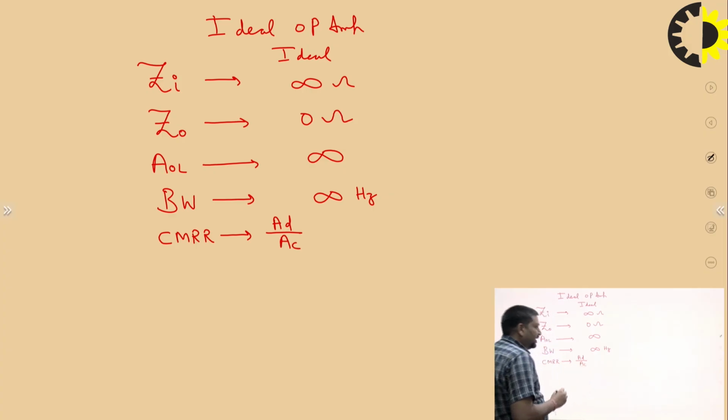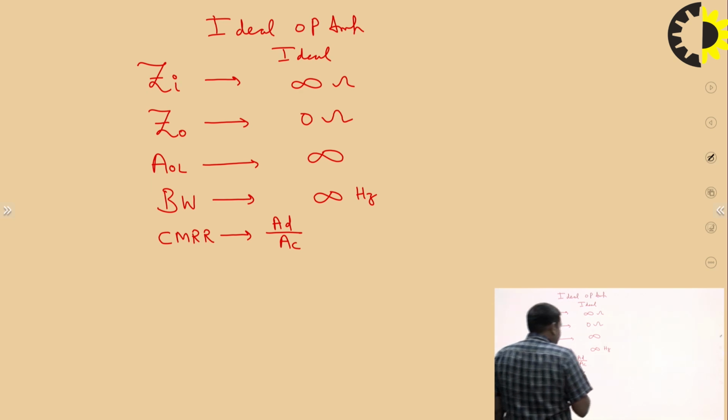If we apply different inputs at the input signal terminals, the gain is produced. That means V1 minus V2 is the input and V0 is the output. So the difference mode gain is V0 upon V1 minus V2. That gain is AD.